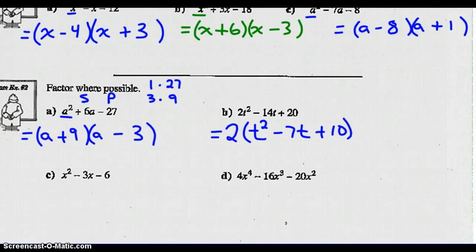And now I look at the trinomial and ask what two numbers have a sum of negative 7 and a product of 10. So things that multiply to 10 are 1 times 10 and 2 times 5.